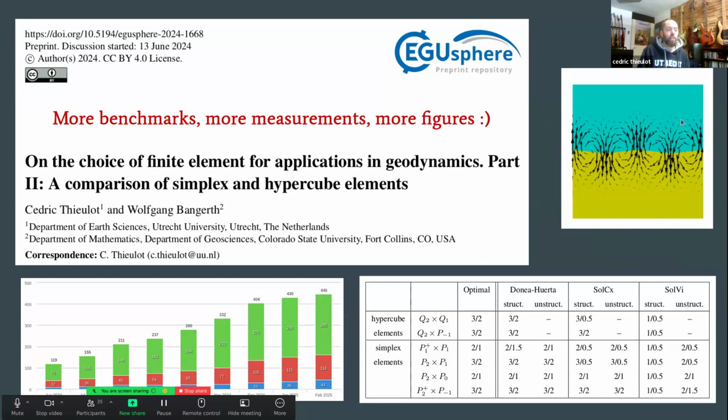Like for instance, this Rayleigh-Taylor wave. We showcase all the convergence rates, and I was looking today at the download rate. It seems that people actually like it. There is still some interest in the paper, so I hope it will get published soon.